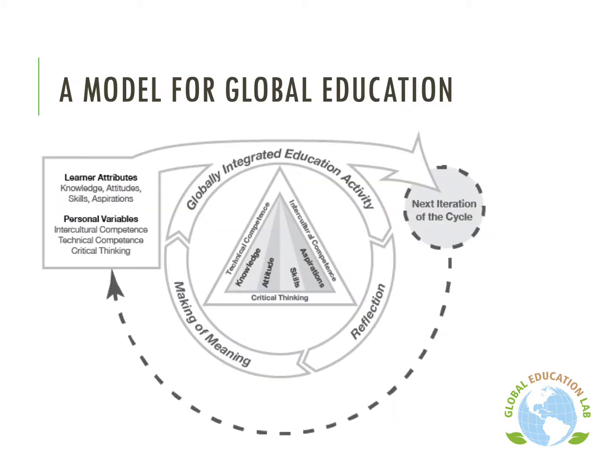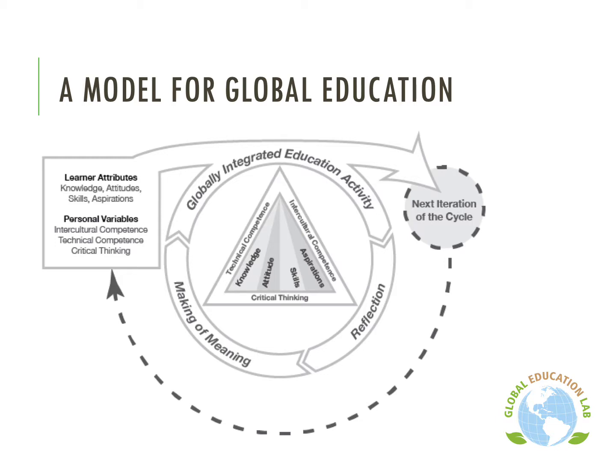It might be helpful to have a model for global education to help you frame your own educational activities. In this model, we begin with an experiential learning approach, where learners have an experience, reflect on that experience, make meaning from what they experienced, and then repeat the cycle. Aside from creating a quality learning activity, reflection is probably the most critical piece. Be sure to build in opportunities for students to reflect.